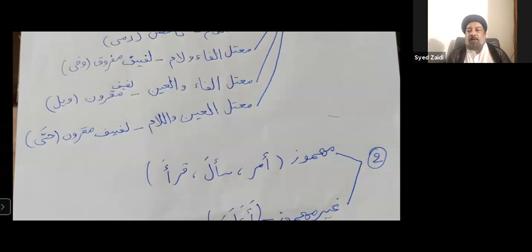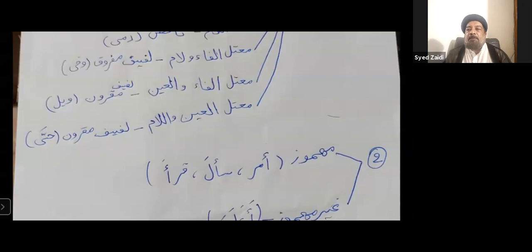Mu'talul ayn wal lam means that the second root letter and the third root letter are next to each other. Like, for example, in the word hayya. If you open the word hayya, like I explained yesterday in class, the two ya's are mushaddad, and there is an idgham. Both of these ya have merged into each other to become one single letter. But in fact, there are two letters.